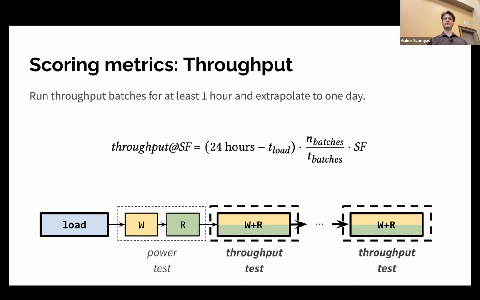This scoring metric, of course, implies two things. One is that the loading time has to be less than a day, which we think is a realistic expectation. And the other is that the system has to complete at least 1 batch in the remaining period of a day, which again is pretty realistic if you would like to do data analytics with a daily batch.